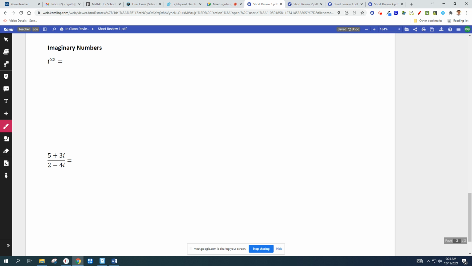Imaginary numbers, i to the 25th. I to the 25th, okay. We know i is imaginary. It's supposed to equal a square root of a negative. All right. i squared is -1. i cubed is -i. i to the 4th is what? +1. +1. Okay.